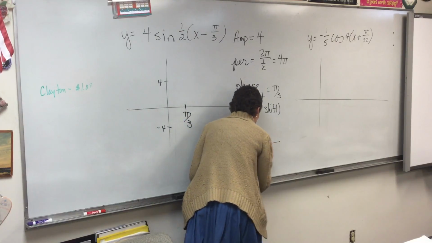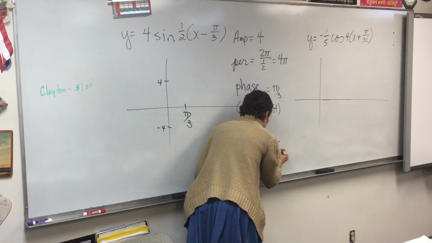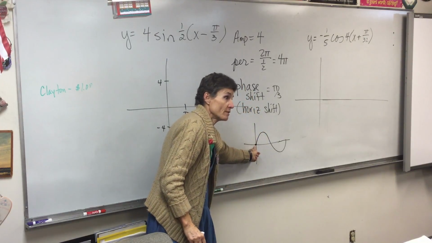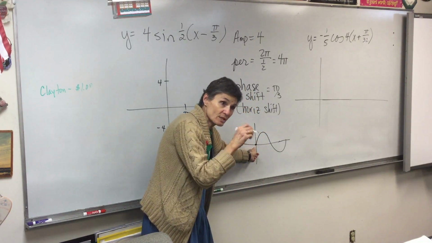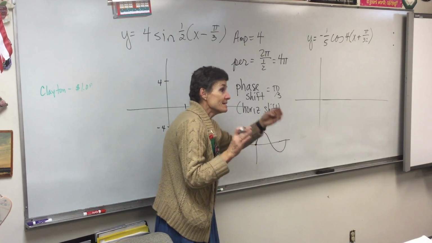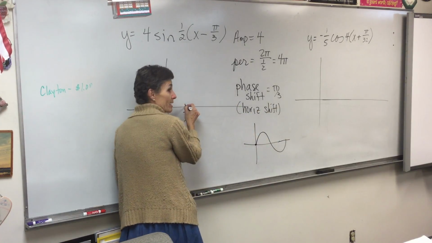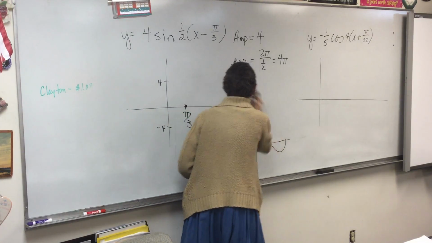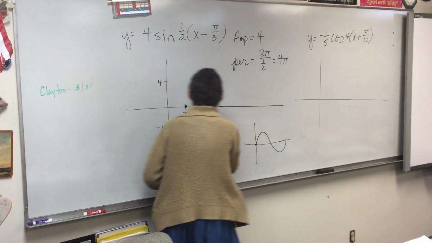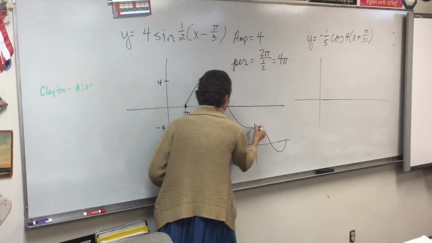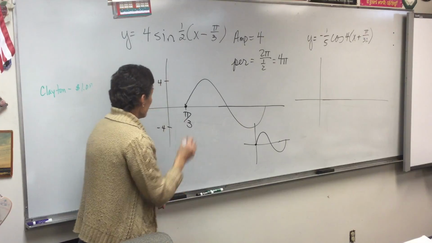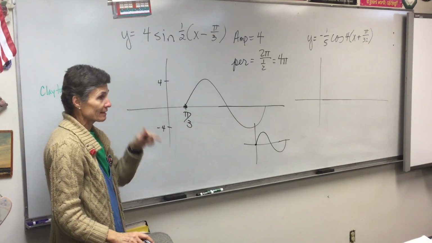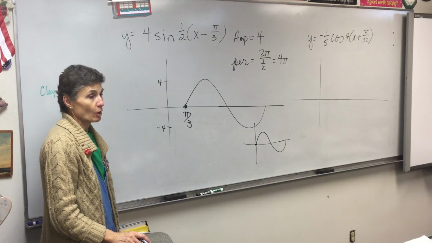Now, that means that our sine curve that used to start at the origin, that's where sine curves start, right? Remember the dots at the origin. Now it starts at pi over 3. So I'm going to have to erase this stuff here. So I have my sine curve, my hill and my valley, but it's starting at pi over 3 instead of at the origin. Are you okay with that?